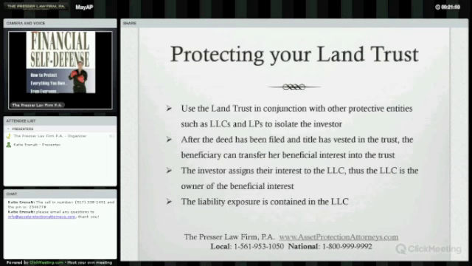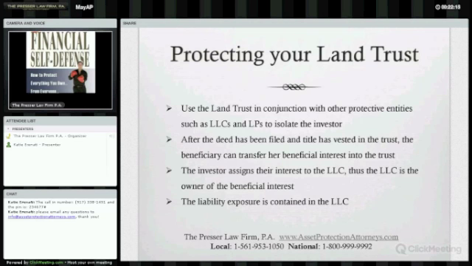So how do you get asset protection with a land trust? Well, you have to use the land trust in conjunction with other protective entities. And we talked about this in previous slides. You can have the Asset Protection LLC, the Asset Protection Limited Partnership, etc. And, after the deed has been filed and the title is vested into the trust, the beneficiary can actually transfer his or her beneficial interest to the trust.